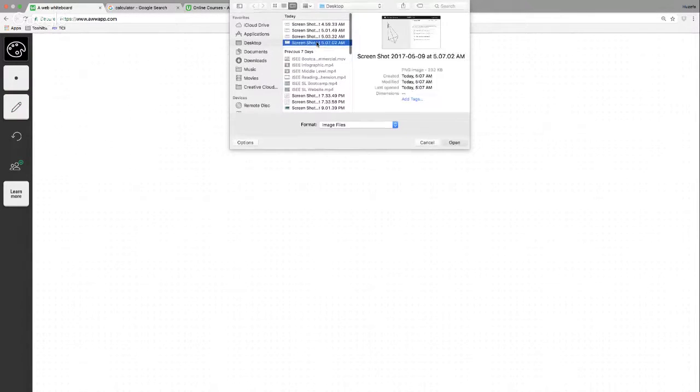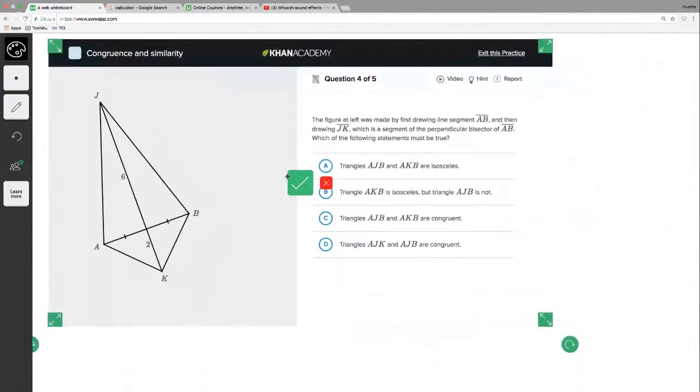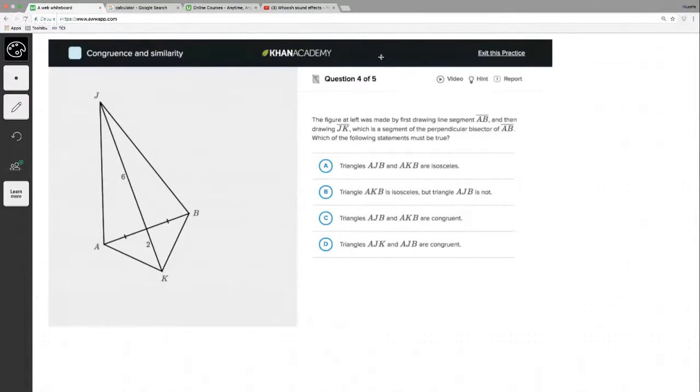Let's go to this one. Question 4. The figure at left was made by first drawing line segment AB and then drawing JK, which is a segment of the perpendicular bisector of AB. Got it. So perpendicularly bisect. So this is also a perpendicular bisector. This forms a 90-degree angle also. So I'm just going to put in these little guys here.